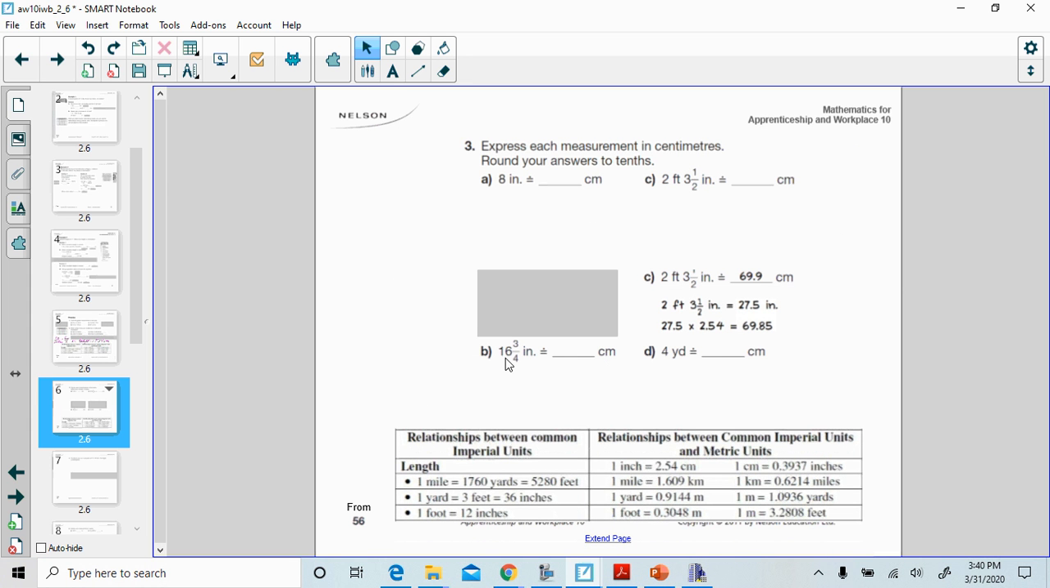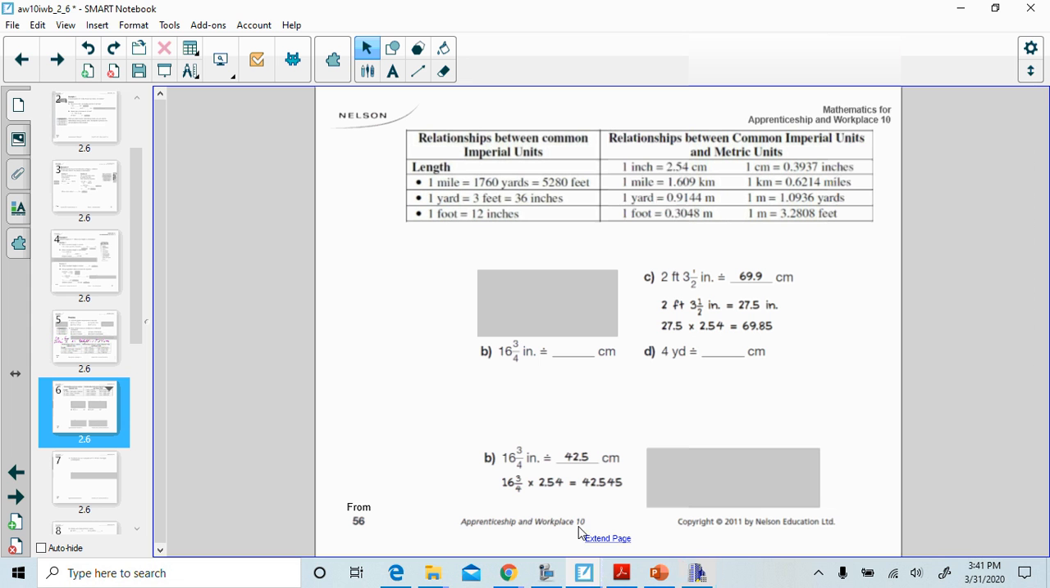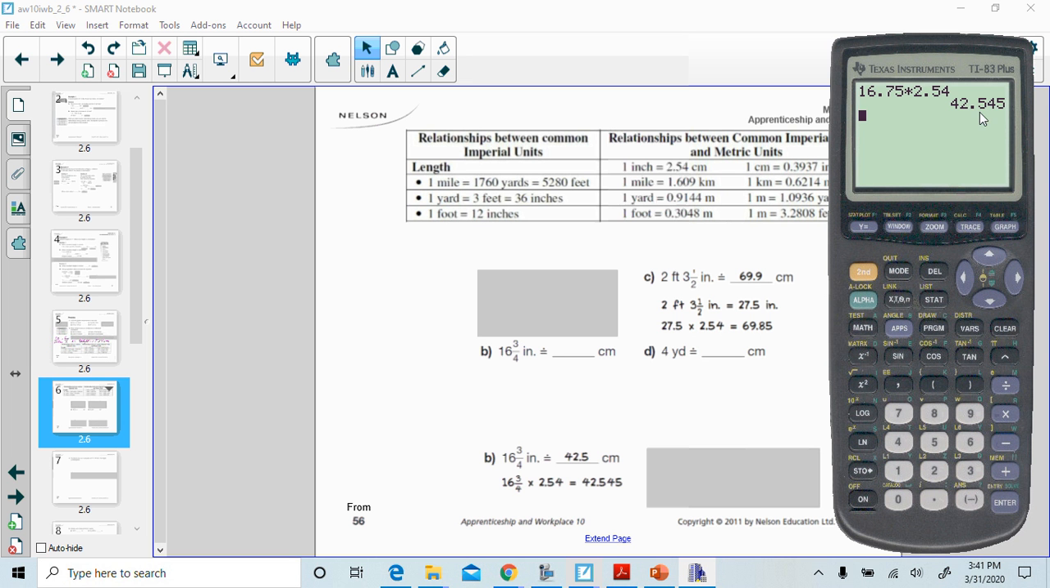Okay, looking at the next one. 16 3/4 inches converted to centimeters, do the same thing, except this time make it 16.75 inches and times by 2.54. We'll just move this over so we can see the calculator as well. So we'll go 16.75. The 0.75 is coming from the fact that there's 3/4 of an inch. So 16.75 times 2.54 gives you 42.5. Round to the nearest tenth again. So you can see the 4 is not large enough to round the 5 up.